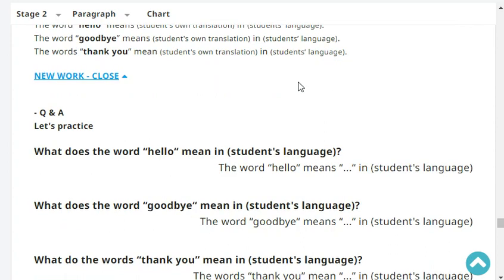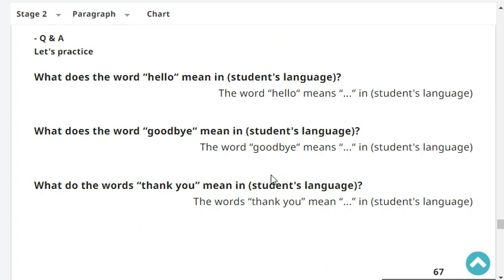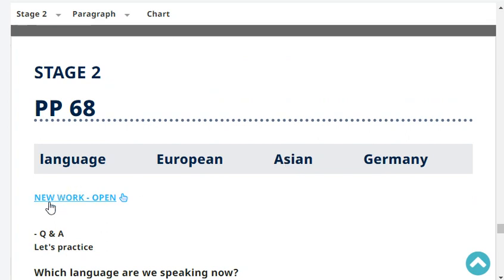Okay, so let's practice. What does the word hello mean in Japanese? The word hello means konnichiwa in Japanese. Very good. What does the word goodbye mean in Japanese? The word goodbye means sayonara in Japanese. What do the words thank you mean in Japanese? The words thank you mean arigato in Japanese. Very good.